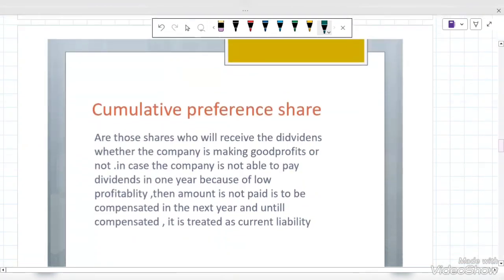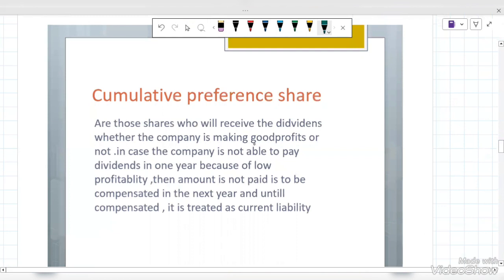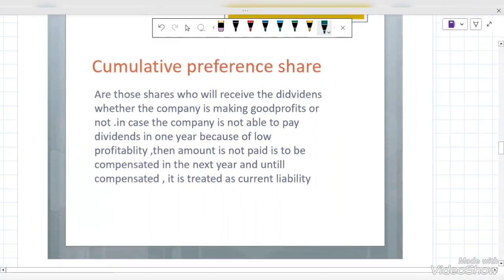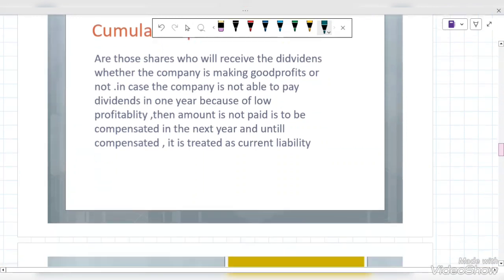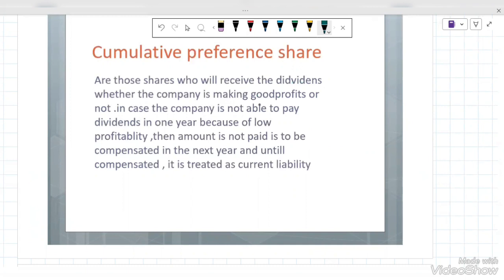So what is cumulative preference share? Cumulative preference shares basically are those shares who will receive the dividends whether the company is making good profits or not. So it means that if in 1 year maybe business is not able to make any profit or maybe they have loss, they have to pay the dividend to the cumulative preference shareholders. A company cannot escape from the cumulative preference shareholders. Whether you are making losses or profits, cumulative preference shareholders are not concerned with this. You have to pay them their dividends.